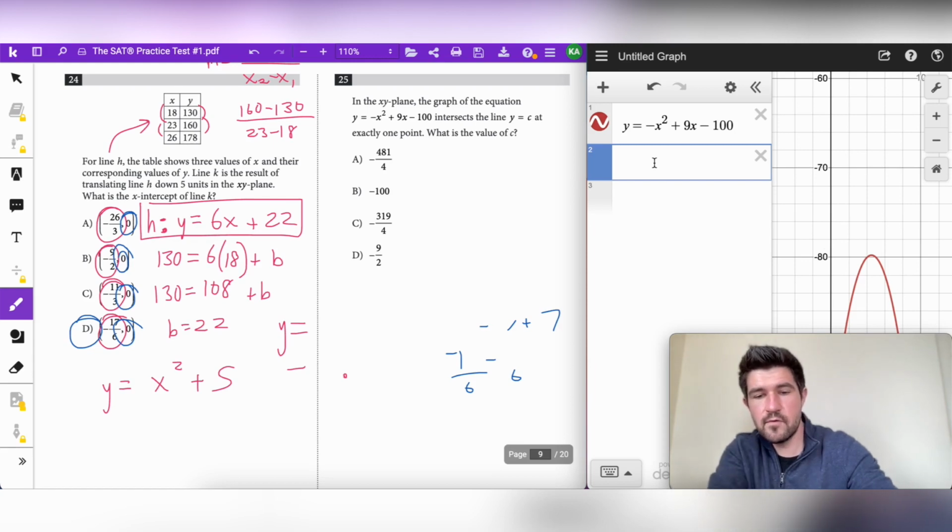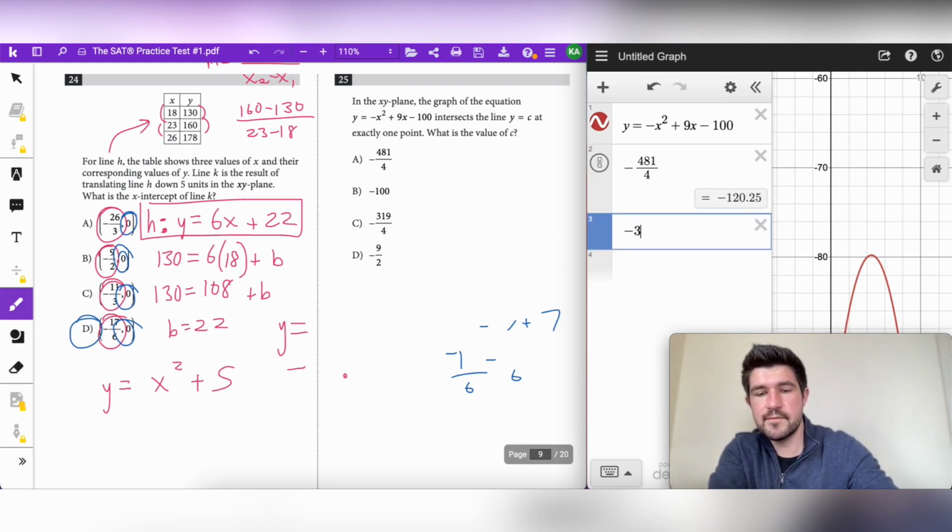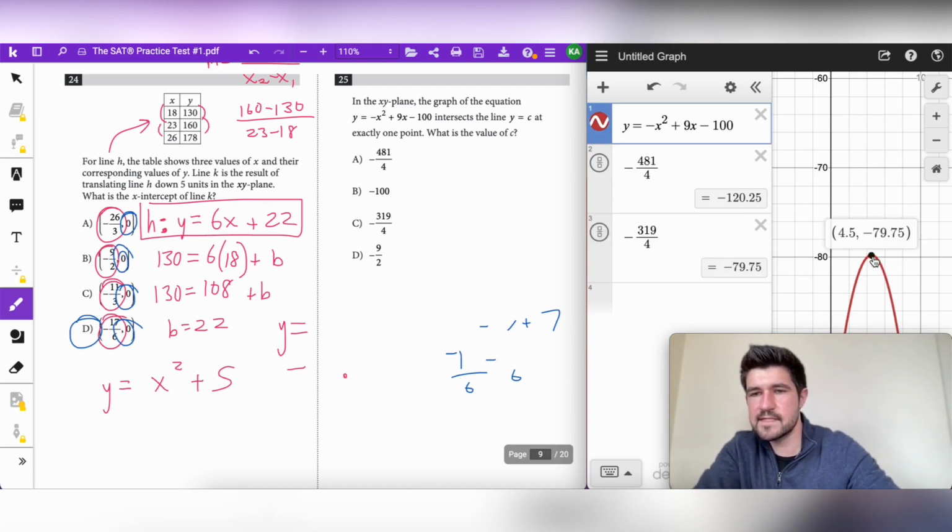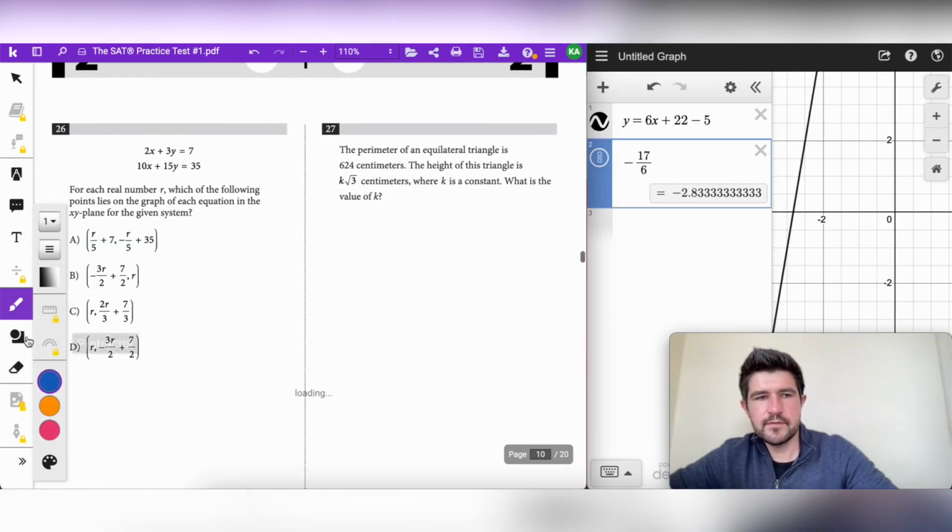-481 over 4. Oh, that's too big. It's 120. It must be C. So here's why. -319 over 4. Boom. There's that number we just saw here, -79.75. And so the answer for 25 would just be C. All right. How about number 26?